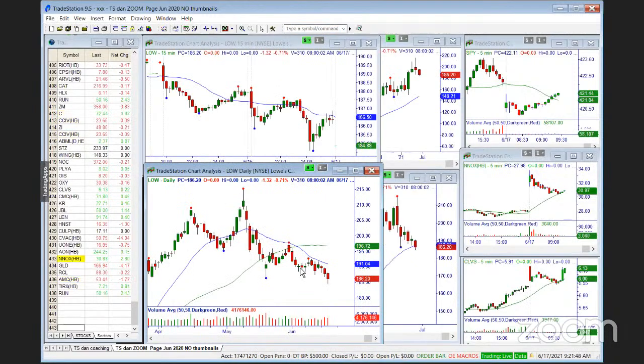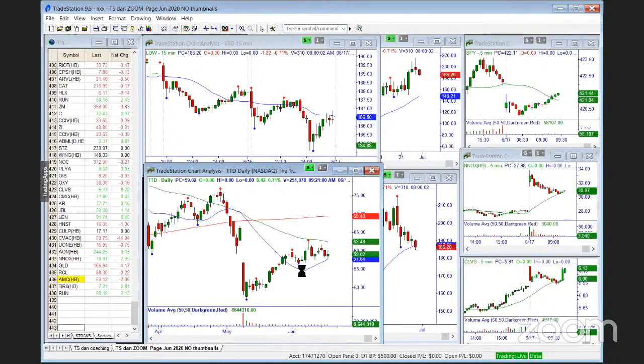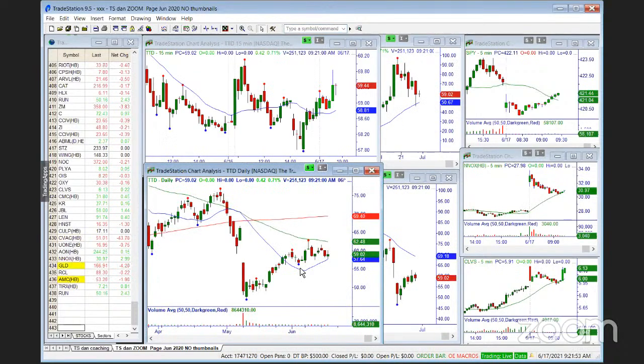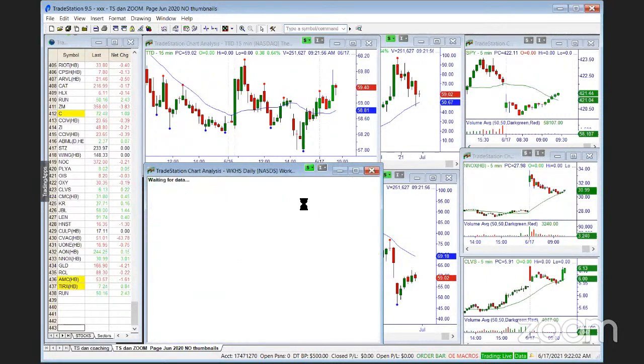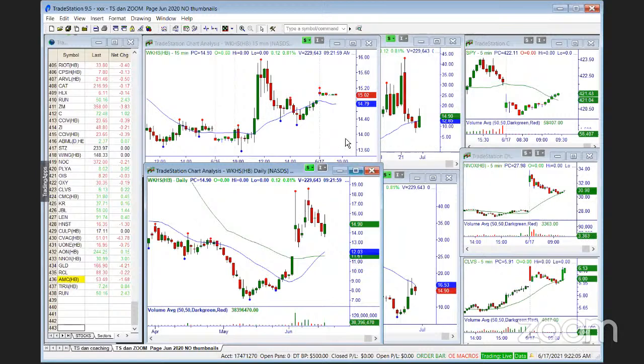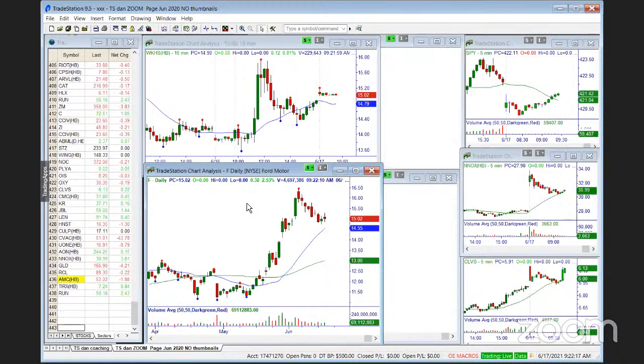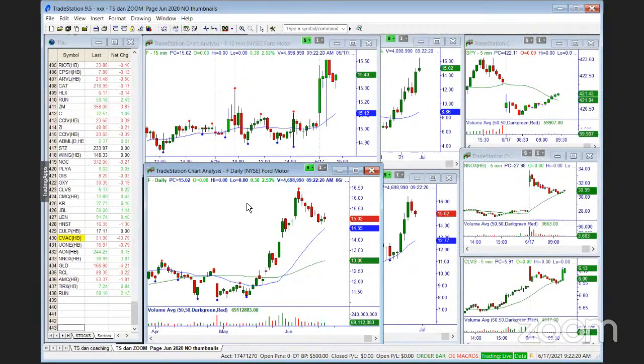LOW was on our short list yesterday. SAM, TTD. I don't see any pattern there. It's in a trading range here, perking up a little at resistance. Nothing's jumping out at me there, Sam. Workhorse, maybe a day trade long, 10, 15-minute high. F, yeah, that ain't bad. It's a deep pullback, so don't expect a new high, but that's worth watching.